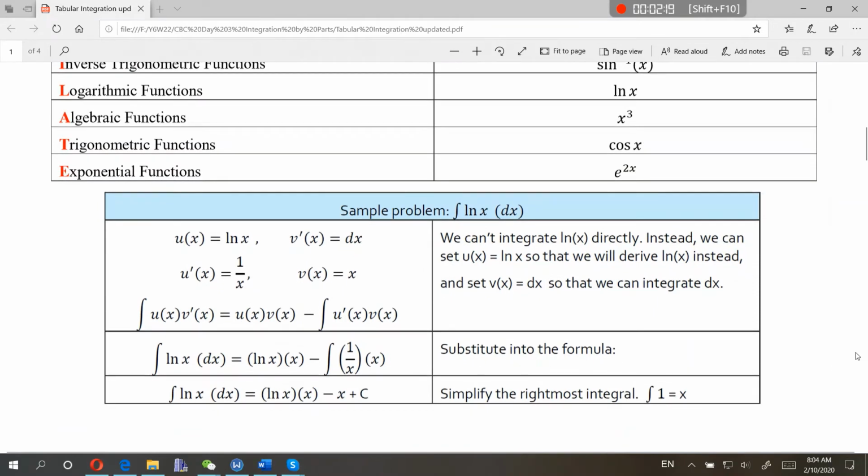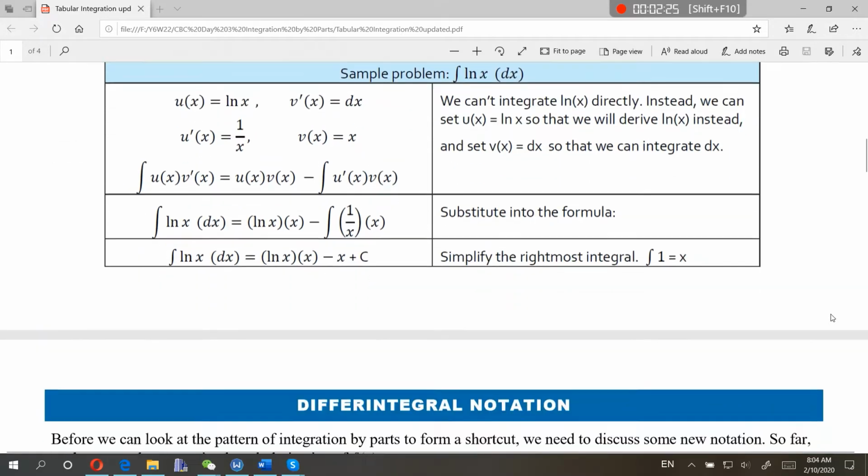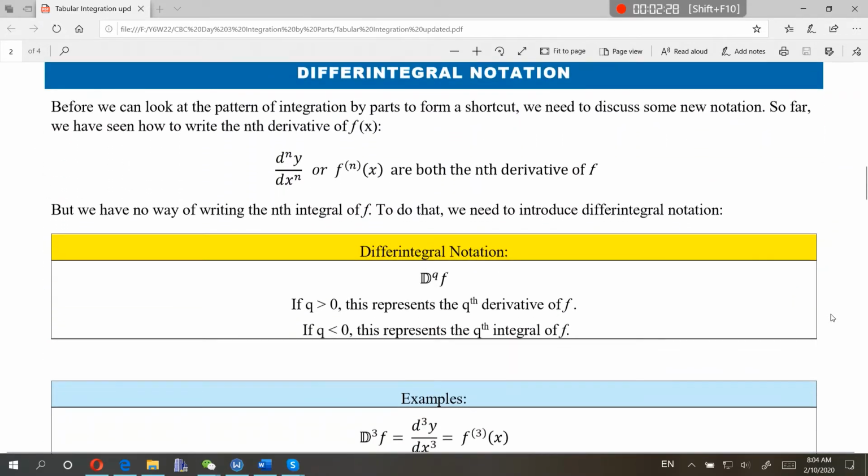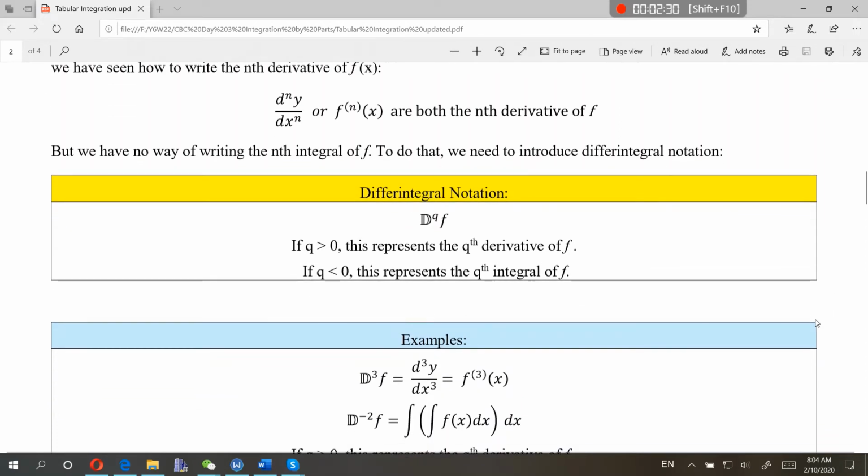Okay, I've seen you do this part before, but any questions on integration by parts? Nope. Okay, then the new stuff for today. Before I jump into it, we've got different integral notation.